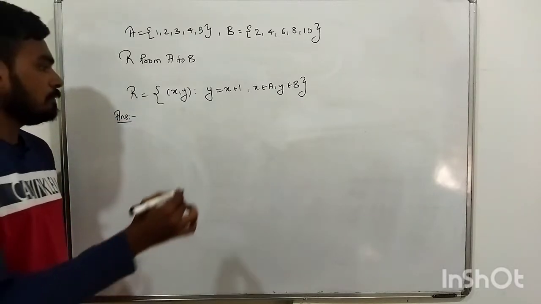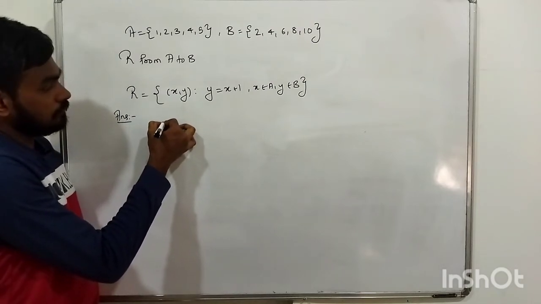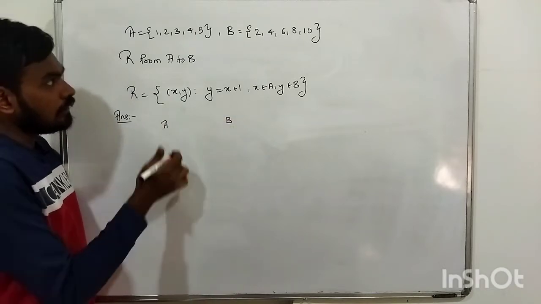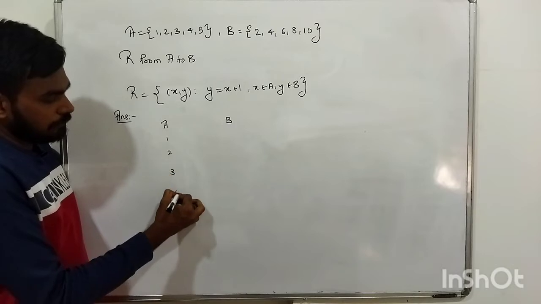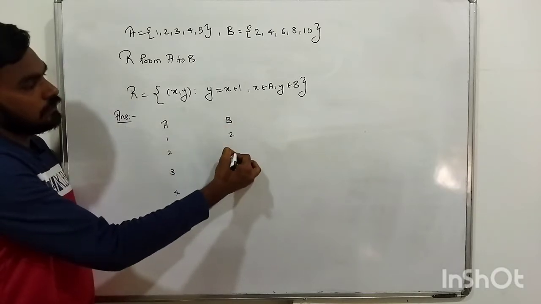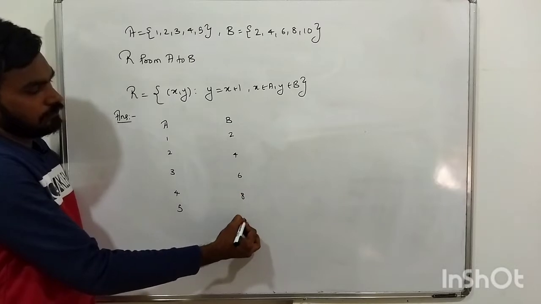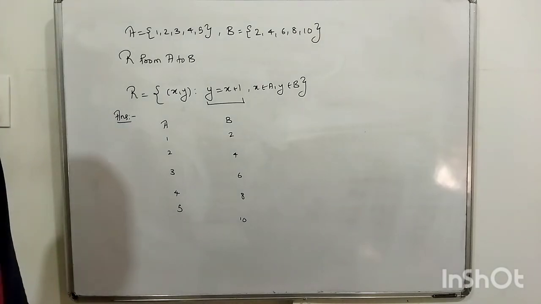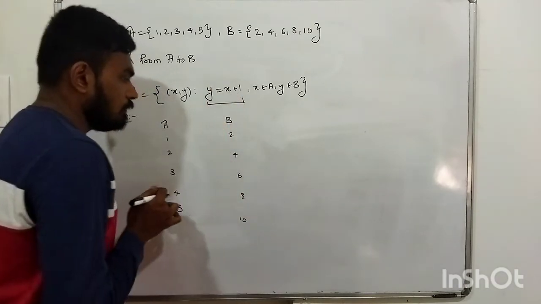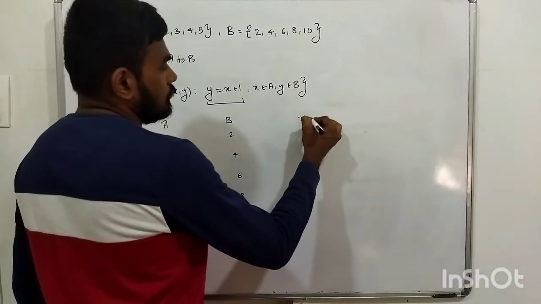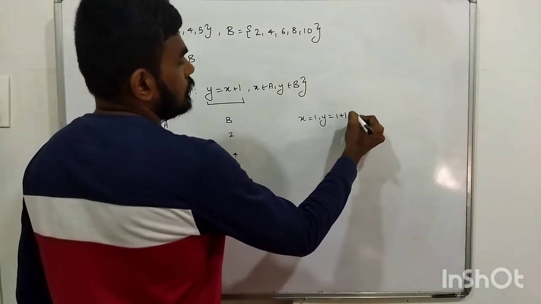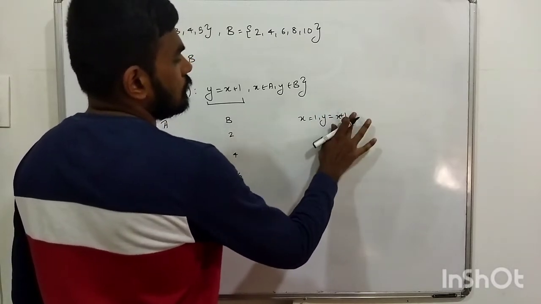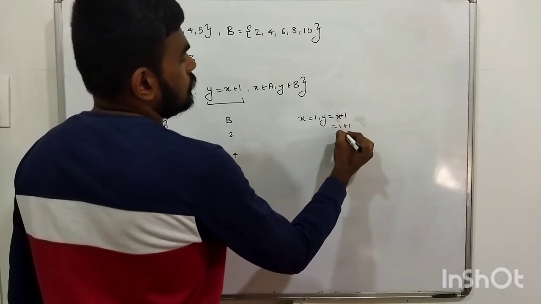Now, in the arrow diagram, what we do is write A comma B, and here I'll write this set 1, 2, 3, 4, 5, and here I'll write the other set 2, 4, 6, 8, 10. Now what is the relation given? Y is equal to X plus 1. So when X is 1, what is Y? Y is equal to 1 plus 1, which is 2.